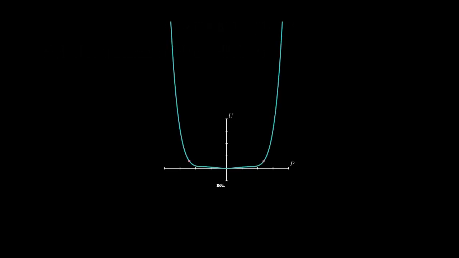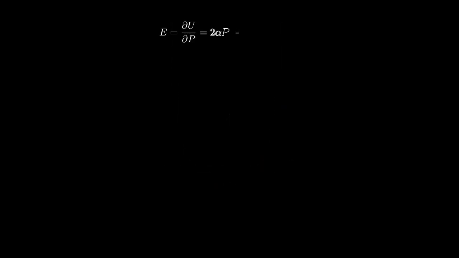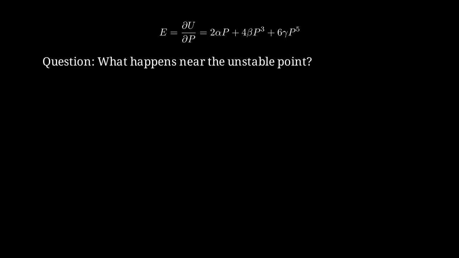This creates a double-well energy landscape with two stable polarization states, shown by the red dots at the energy minima. The electric field is the derivative of energy with respect to polarization. E equals 2 alpha P plus 4 beta P cubed plus 6 gamma P to the fifth. Here's an important question. What happens to the material's response near the unstable central point of this energy landscape?